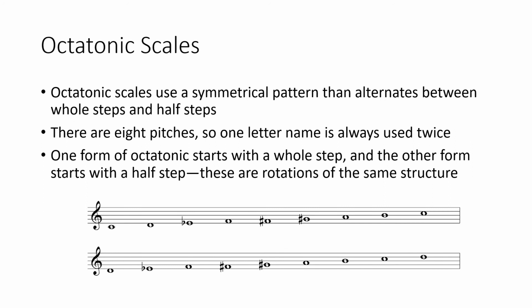Now I chose this version of the octatonic scale starting on D to show how the second scale here is a rotation of the first scale. If I were to start on D in this first structure, it would be the same pitches as the second one. If we were to investigate this further, we would see that there are only 3 possible octatonic collections. The collection that starts on C, the one that starts on C sharp, and the one that starts on D.